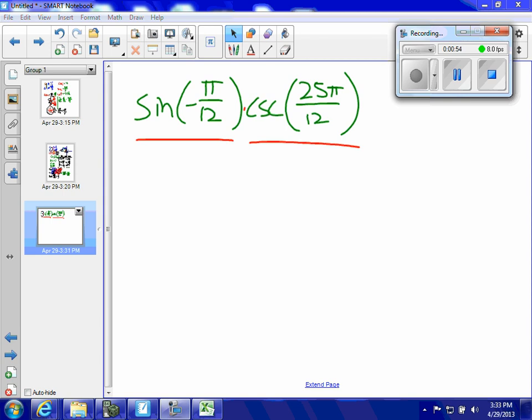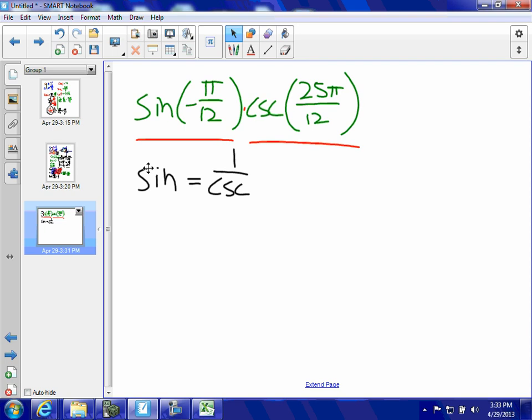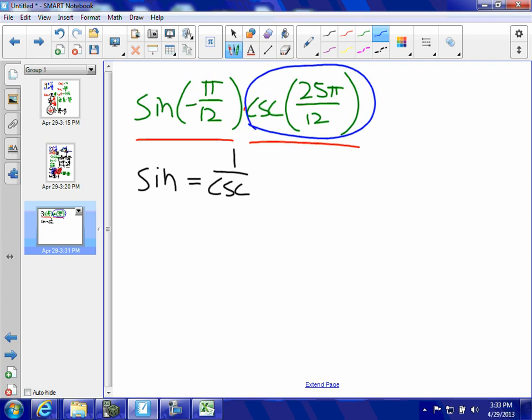A second thing that would be really helpful to remember is that sine is equal to 1 over cosecant. So I can see right now that this part of my problem can be rewritten as 1 over sine 25 pi over 12.